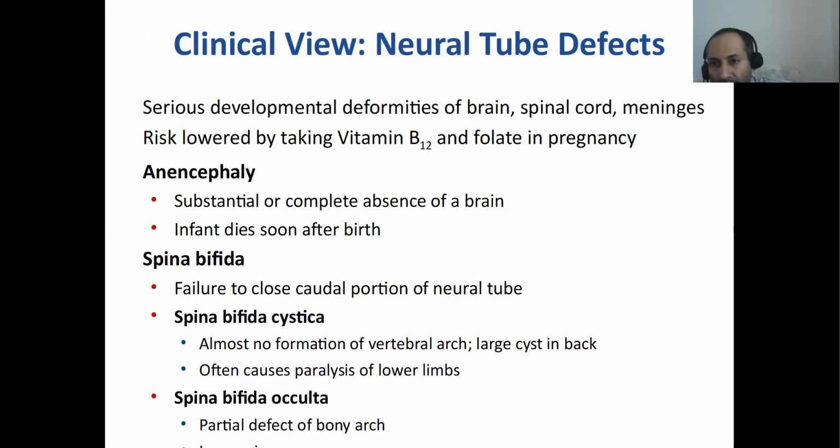That's why it's so important to take your prenatal vitamins, vitamin B12, folic acid, all the minerals. Have a well-balanced diet when you're pregnant, because you don't want to end up with any of these conditions. Spina bifida cystica. This is more serious, where part of the spinal cord might actually protrude out, be prone to infections, and paralysis is quite common here.